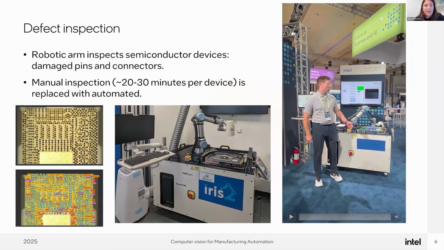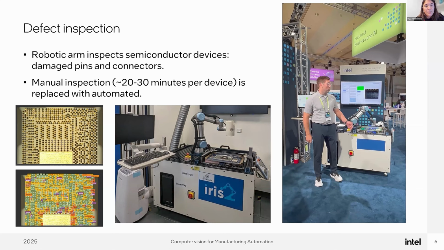One more example is about Intel Foundry in assembly and test manufacturing. Here you can see on this slide the semiconductor devices, the socket, and we need to inspect all the different types of damages on the socket. And here you can also see on the bottom left multiple types of damages, and this device is called a test inference unit.